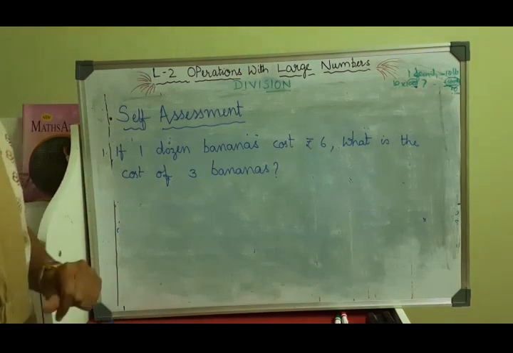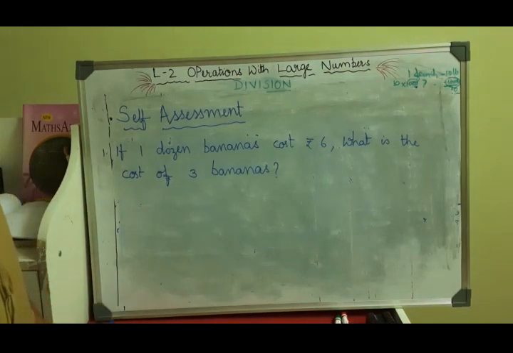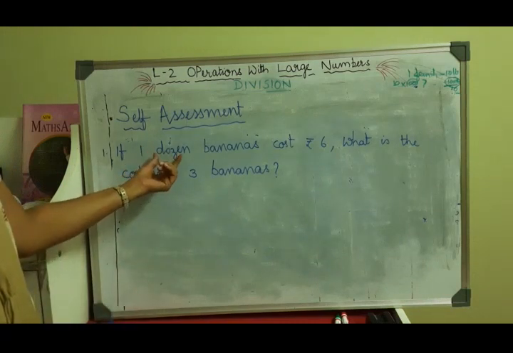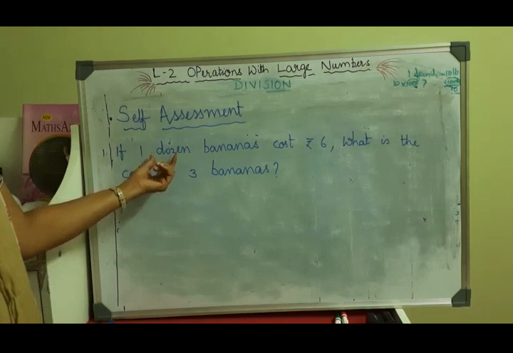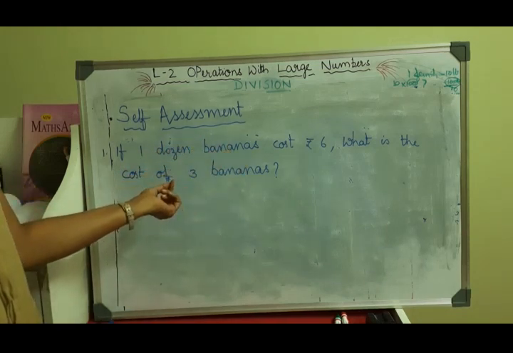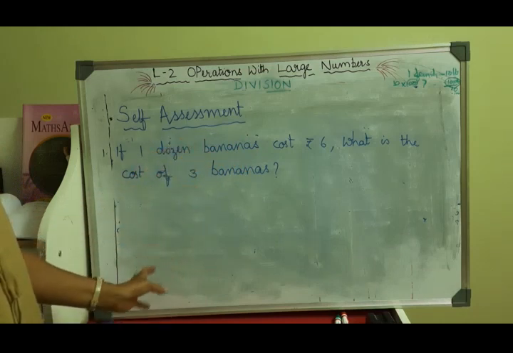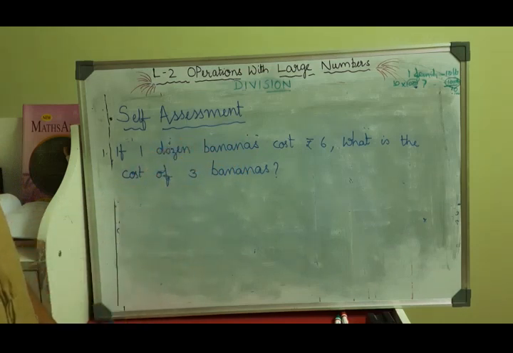Children, you have learned all the 4 operations now. Now here is one self-assessment question. It's very easy and simple. But be careful about how much is 1 dozen. Think how much is 1 dozen before solving the sum. Then find out the cost of 3 bananas.